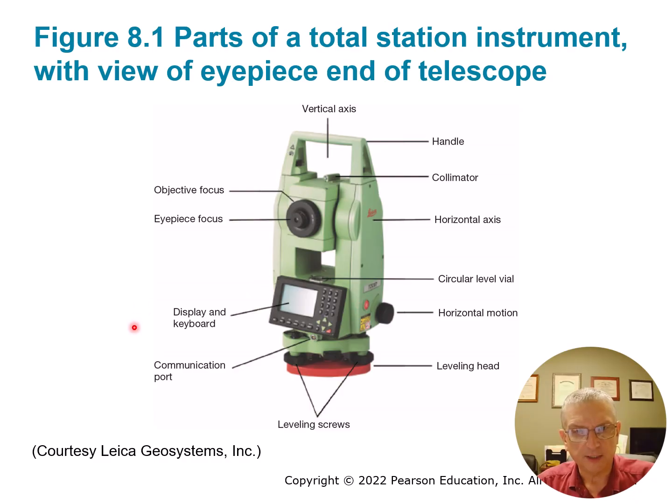This is the display and keyboard, the horizontal motion, which we'll speak about. Well, also I skipped past the handle up here that you can carry it by, and then you have the leveling screws. This is all part of the tri-brac down here, the leveling screws. So then a view, this is of a Leica total station here in figure 8.1.